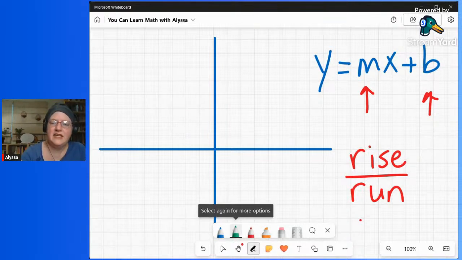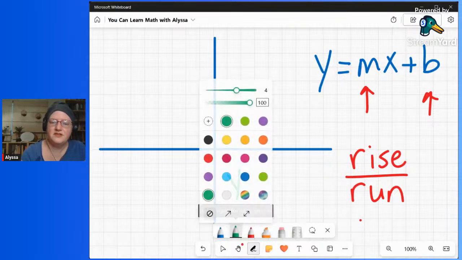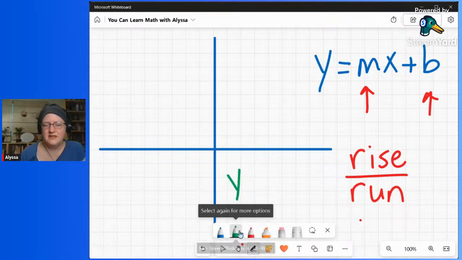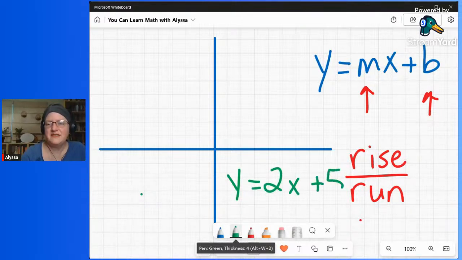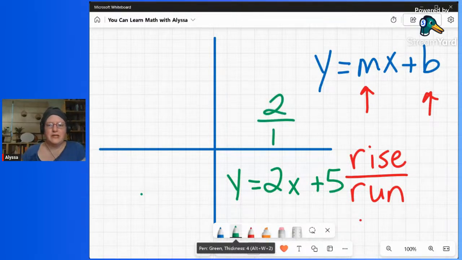So if I had a line that was, select again for more options. You annoy me. There we go. If I had a line that was, say, y equals 2x plus 5. There's a 2 there. It's not in fraction form. So what is rise over run? This isn't a fraction, but we can put it in a fraction. We can change it to 2 over 1. Rise over run. So it's going to be going up 2 towards the positive up here, positive y. And it's going to be running to the right 1 towards the positive. We have our positive and negative there.